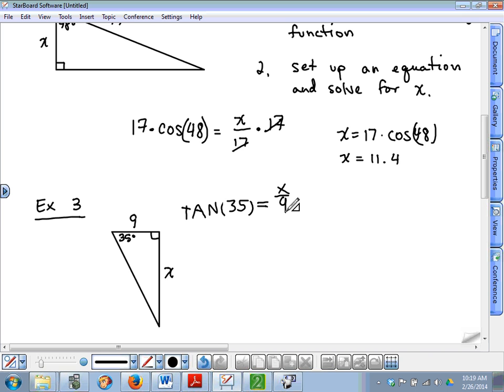Okay, stop for just a second. Scoot over so everybody can see it. Now, I wanted to ask a question. Would 9 over x have worked, or does it have to be x over 9? It has to be x over 9 because it has to be opposite over adjacent. And in this picture, x is opposite and 9 is adjacent. So it has to be x over 9.